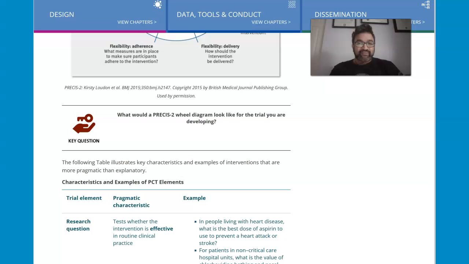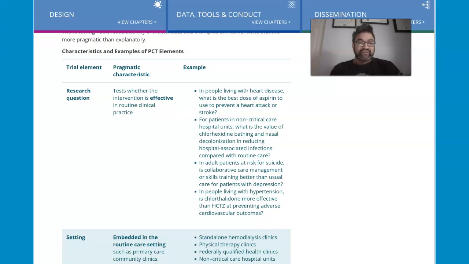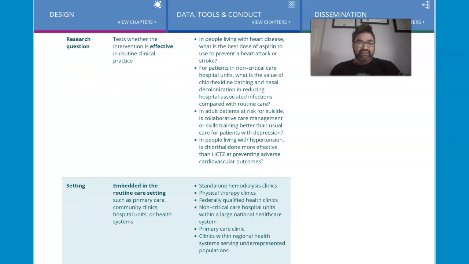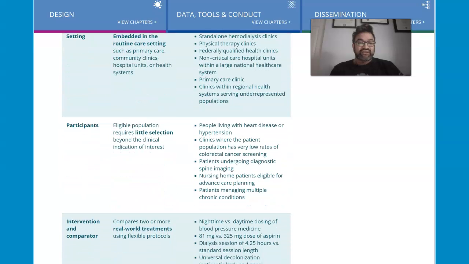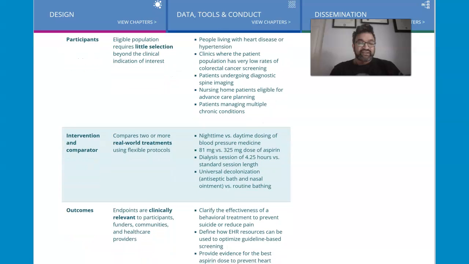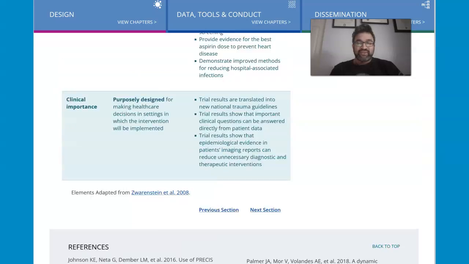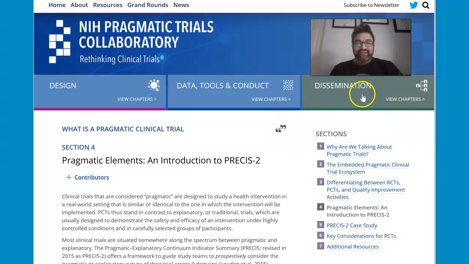So what would it look like for the trial that you are developing? You want to ask about elements and characteristics of the research question, and these are some important questions. Setting, so it's embedded in the routine care setting. Participants, intervention and comparator, outcomes, clinical importance. So this is similar to PICO, but it has some modifications, and this is the PRECIS-2 tool. So this is another example of embedded flexibilization, but embedded into the clinical trials section of this. Thank you for listening.